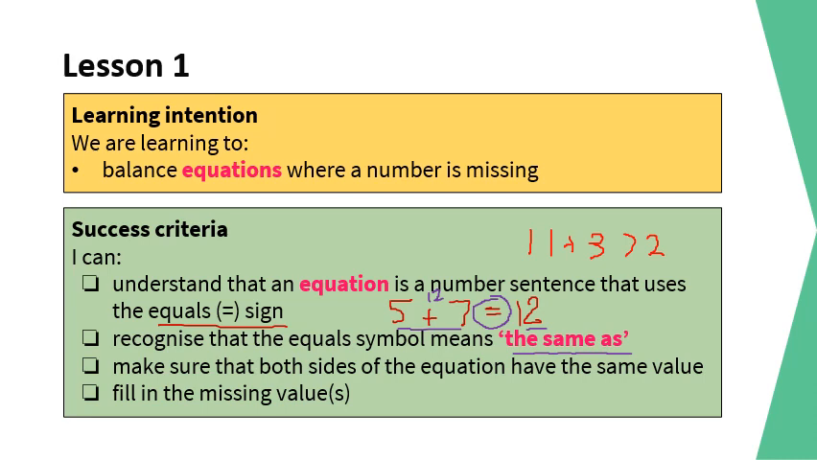And lastly, you'll just need to fill in the missing values. So you're going to have some equations where the values are missing or the numbers in the equation are missing. You need to add those numbers to make sure that both sides of the equation are balanced. They have the same value.